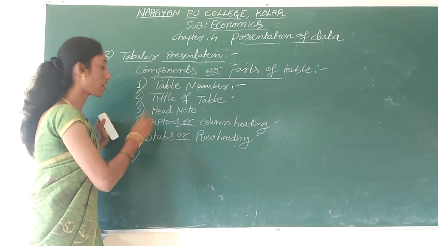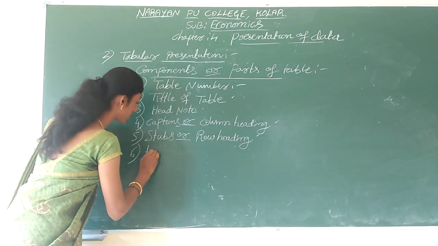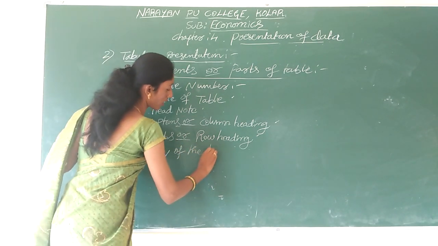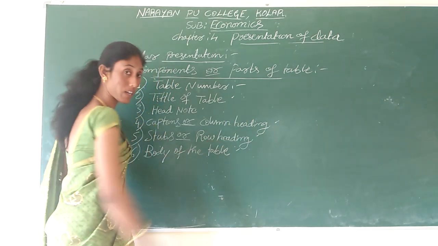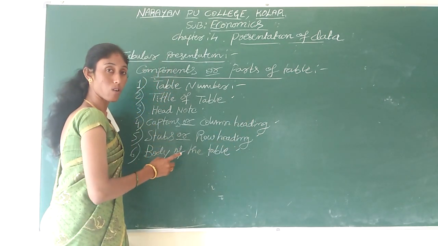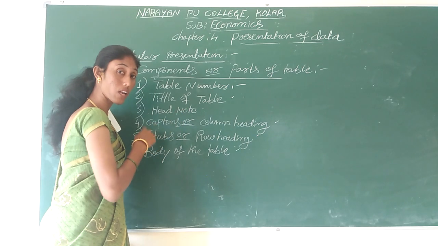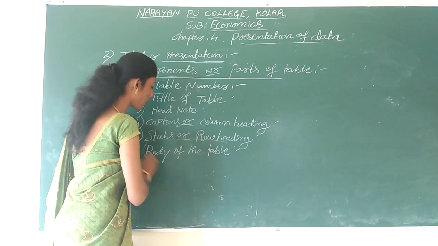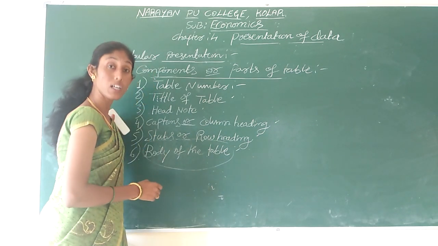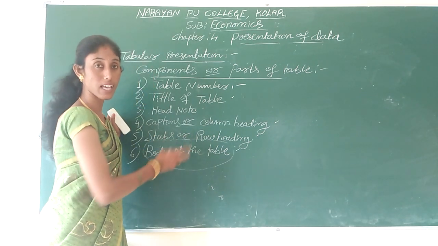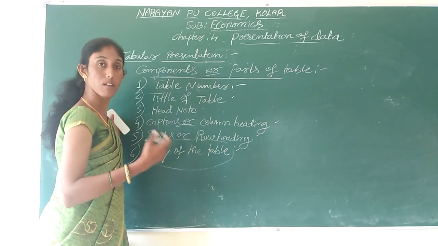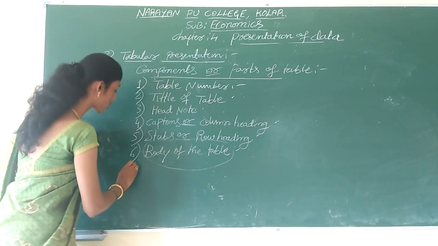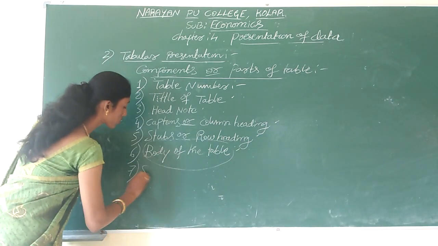the most important part of a table is the body of the table. This is the most important part. After the row heading and column heading, whatever numerical values are entered in the particular table, those numerical values are nothing but the body of the table. This is what provides the exact information to a person. Got it? And next, most important is the source note.